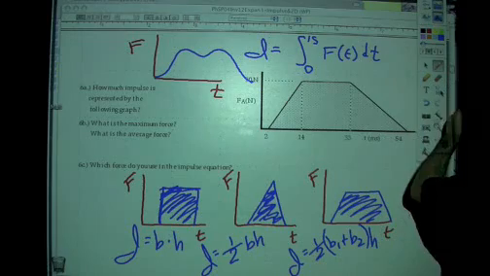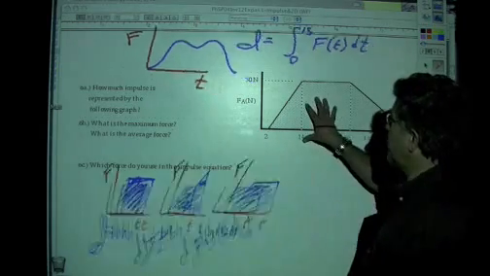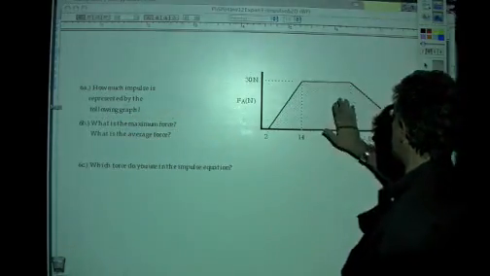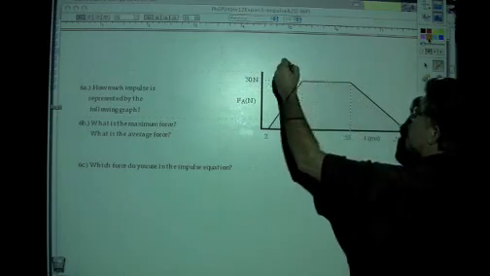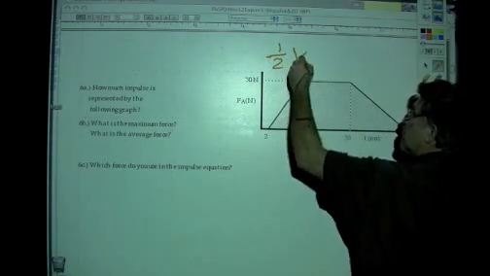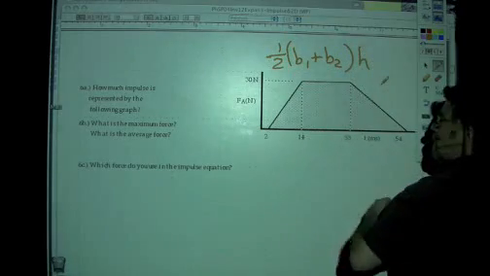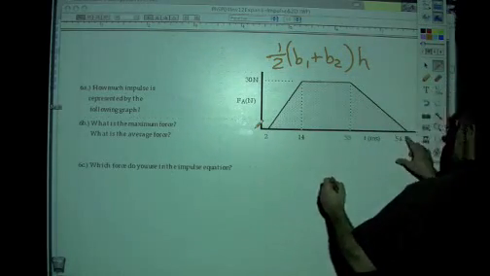Okay, so let's get rid of all that and go back and work this problem. So here, it says how much impulse is represented by the following graph. So all I have to do is find the area. So 1/2 base 1 plus base 2 times my height. And base 1, I'll make this one base 1, that's 52. Before it's supposed to go right there.